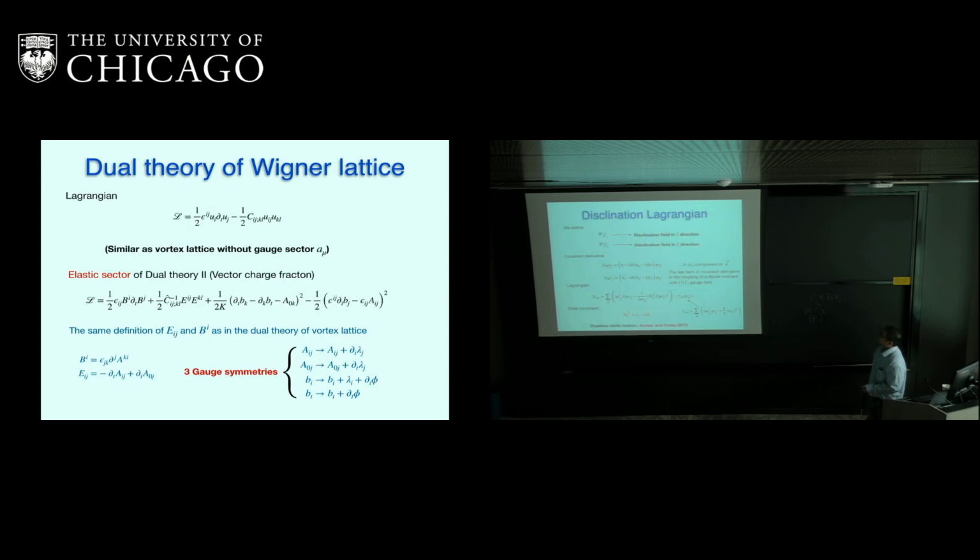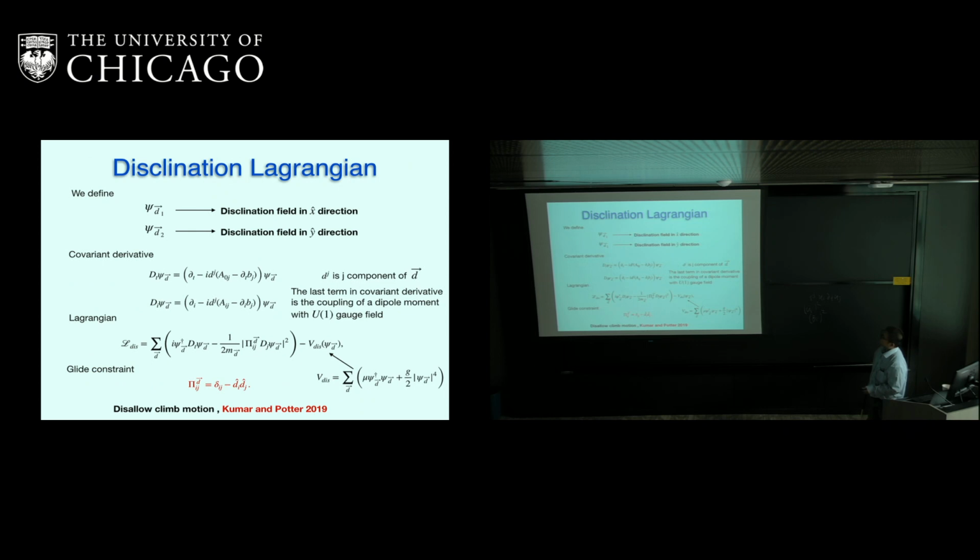And now we add the dislocation field into the problem. Psi d1 is a dislocation field in the x direction, and psi d2 is a dislocation field in the y direction. And here we define the covariant derivative of this.